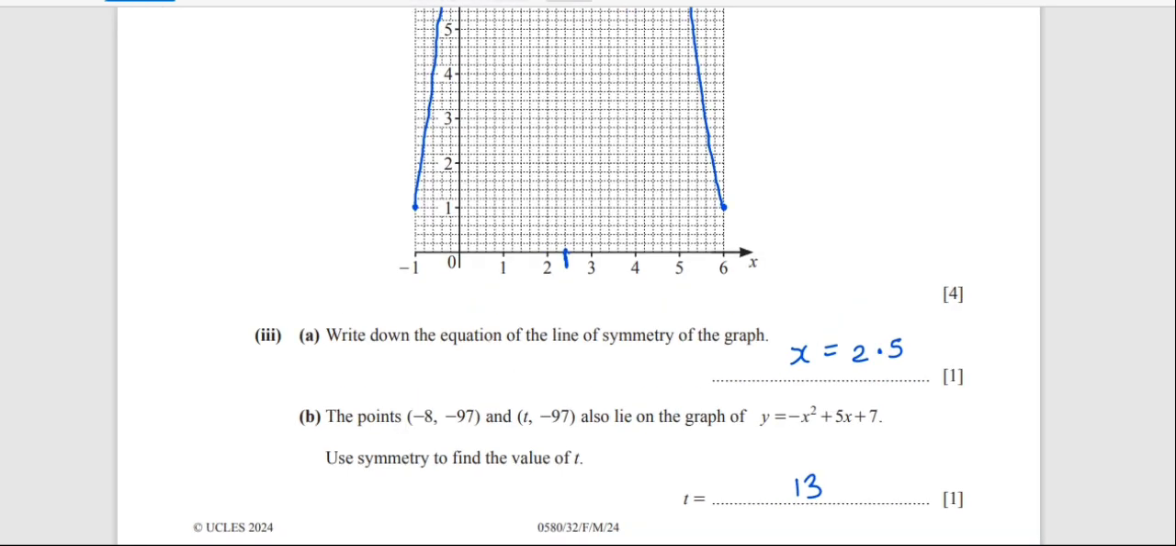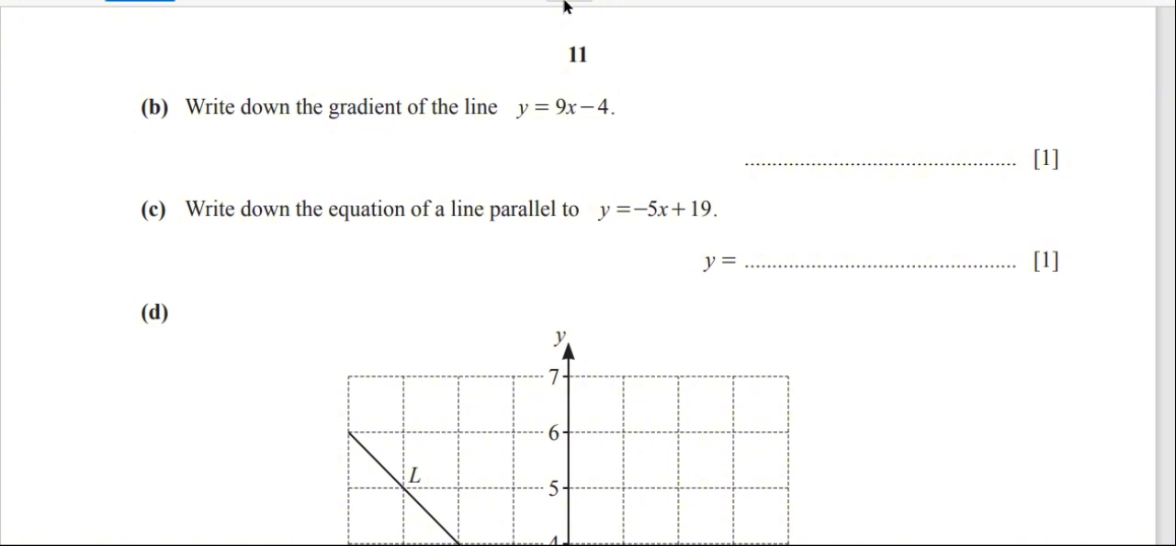Okay, they say write the gradient of this line. We know that the general equation for a straight line is y equals to mx plus c. So 9 is our gradient there. They say write down the equation of a line parallel to this.